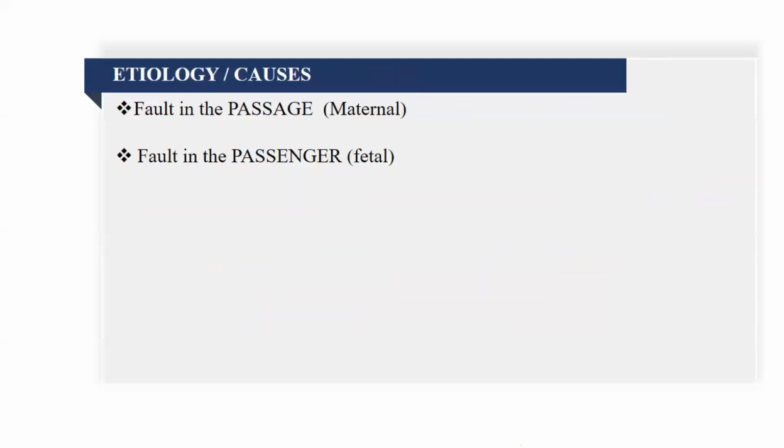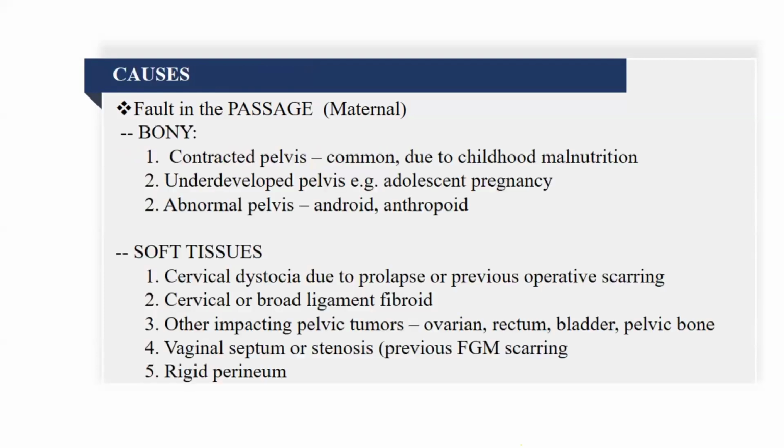So by way of etiology or causes, there are two fundamental ways to look at it. The first one is a fault in the passageway, which is the maternal factors, or a fault in the passenger, which is the fetus.